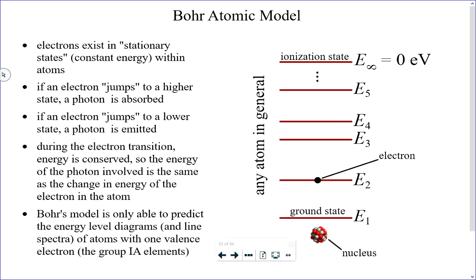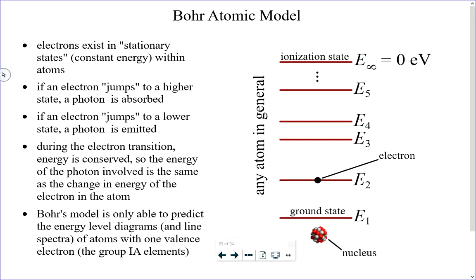So the first one is, we call this the Bohr atomic model. And even though Bohr is only able to come up with energy level values for hydrogen, lithium, sodium, potassium, rubidium, cesium, and francium, the underlying idea of what's going on in the atom is true regardless of the atom. So when you look at a calcium atom, there are energy levels. When you look at a uranium atom, there are energy levels.